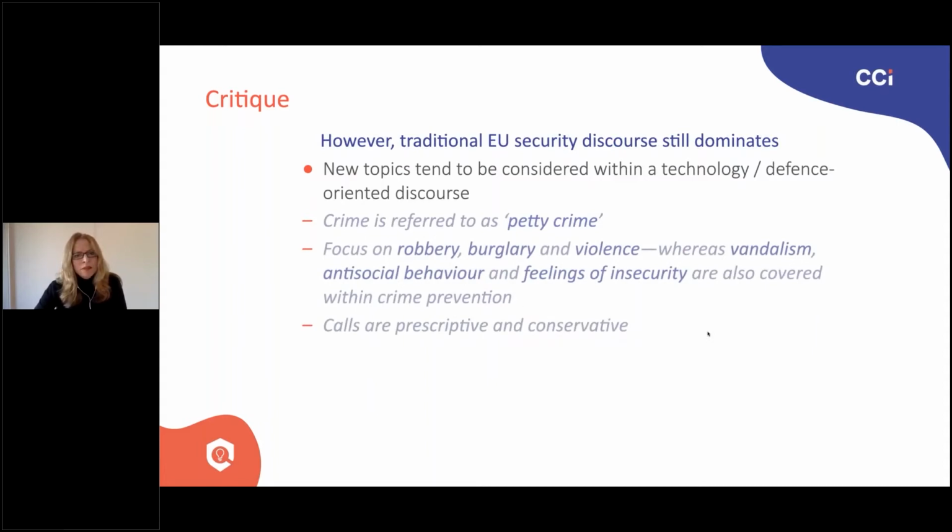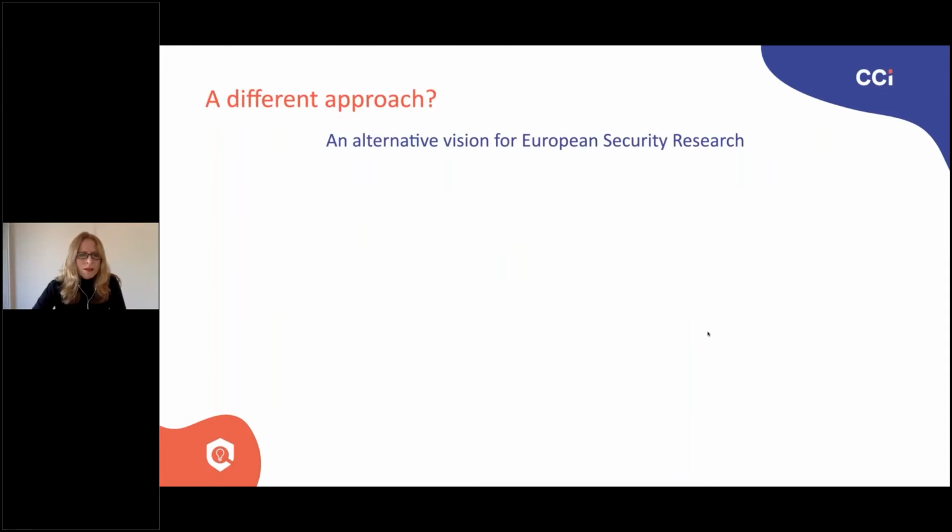What we've seen, for instance, is that when we have an issue such as crime, it's often referred to as petty crime. The focus is very much on the harder side of those crime issues, such as on robbery and violence, less on the softer issues related, for instance, to feelings of insecurity or antisocial behaviour. What we also see is that the calls can be very prescriptive and also quite conservative. So we think there's a need for a different approach.